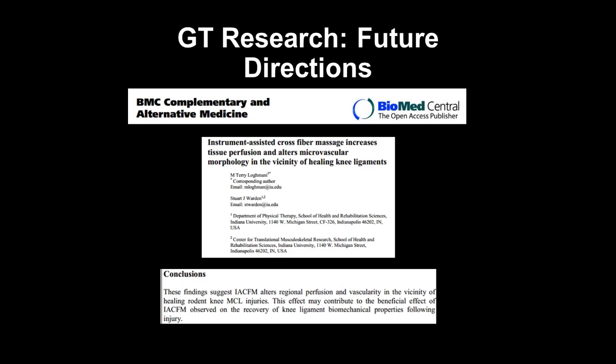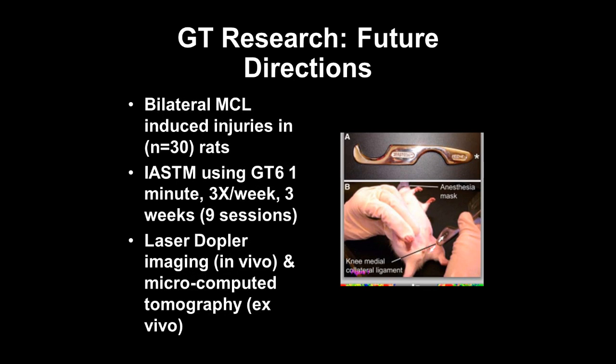This last study actually was published recently. It became available as I was putting together these slides, and basically, again, it was Terry Loghmani's study on instrument-assisted cross-fiber massage. And basically, in this study, instead of looking at fibroblastic activity, she looked at circulation. What she found is that the Graston Technique caused significant long-term angiogenesis in the GT-applied MCL injuries. So again, same design as her previous study, but instead of measuring tissue strength and stiffness, she looked at circulation, both after each session and 3 weeks after the last session.